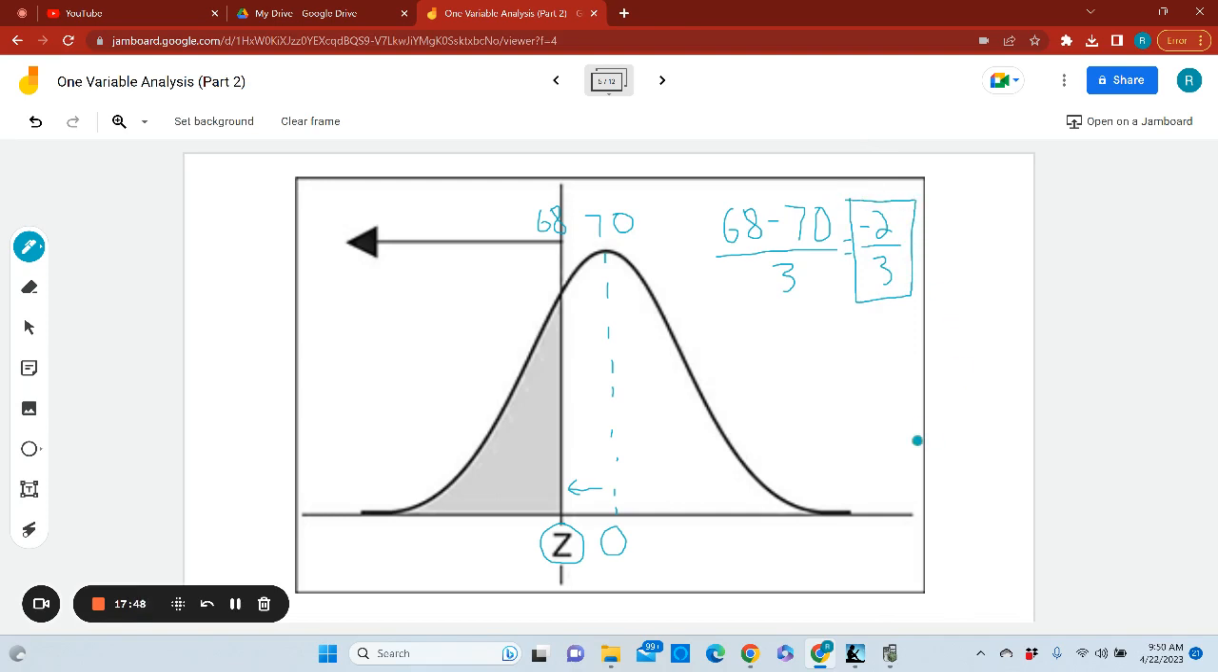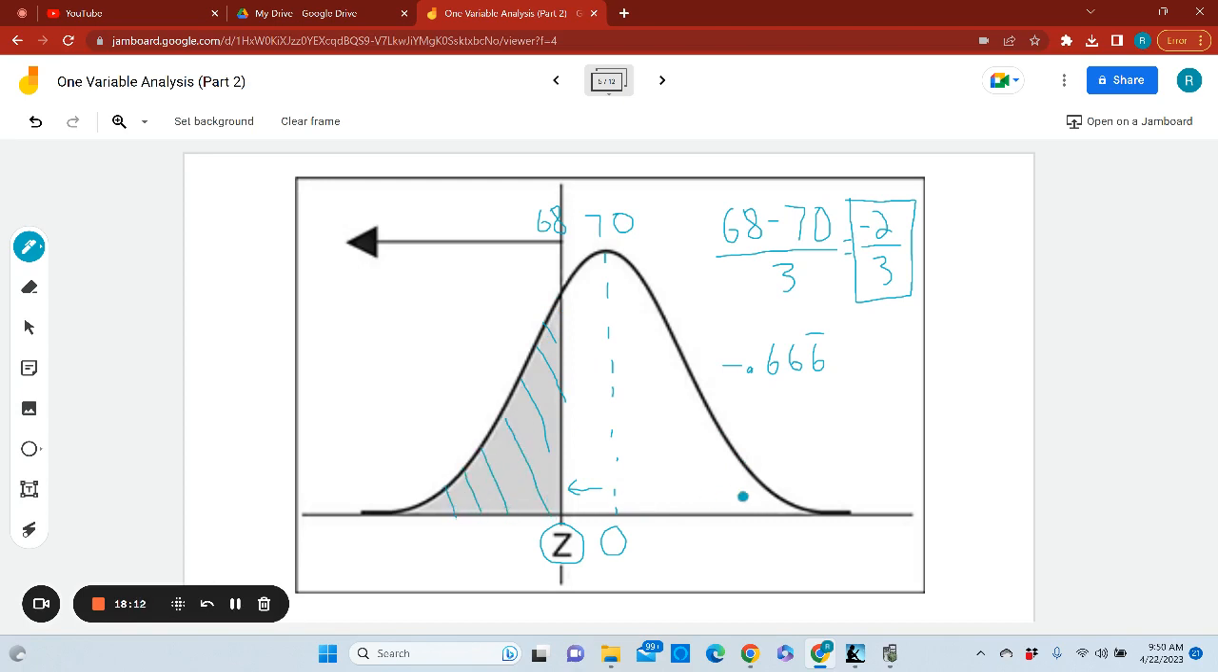I was 2/3 of a standard deviation below average, or negative 2/3. As a decimal, that would be 0.666 continuous. Okay, and now for the first time, we're going to pull up our calculator, and we're going to ask the calculator to give us the area of this gray shaded region here that I'm now highlighting in blue.